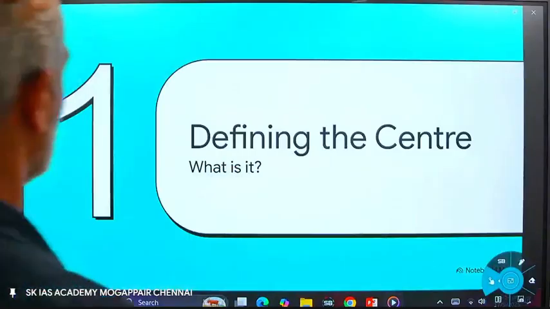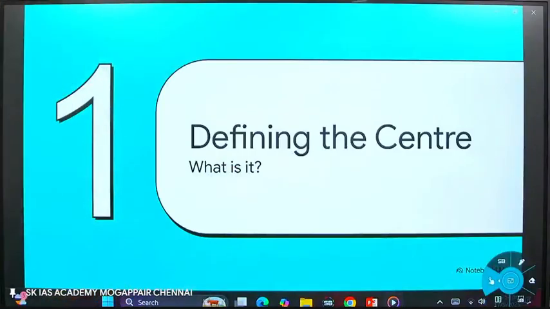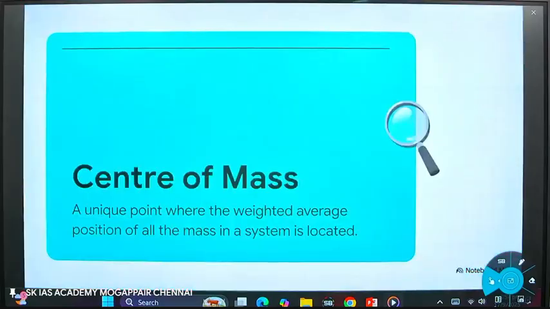So what exactly is this kind of magical point? Let's dig in and get a really clear definition. Okay, so the official scientific definition is a little bit of a mouthful. It says the center of mass is a unique point where the weighted average position of all the parts of the system is located. Weighted average position. What does that really mean in plain English?